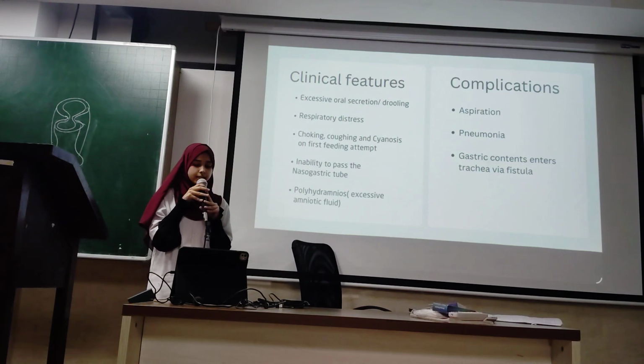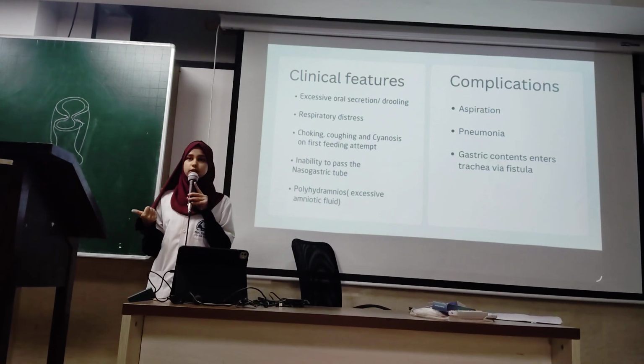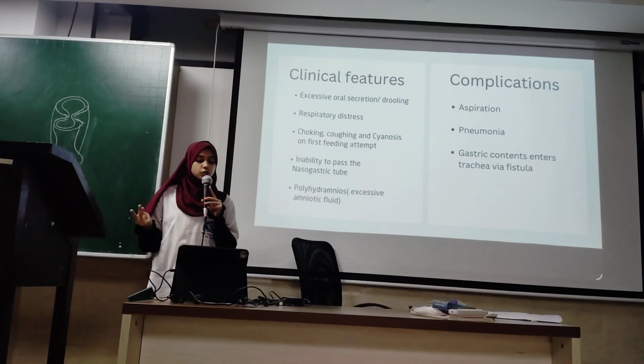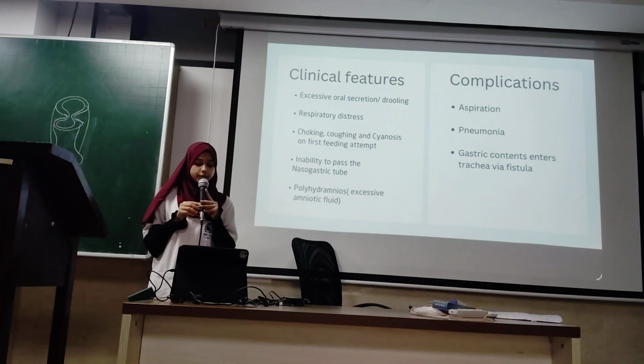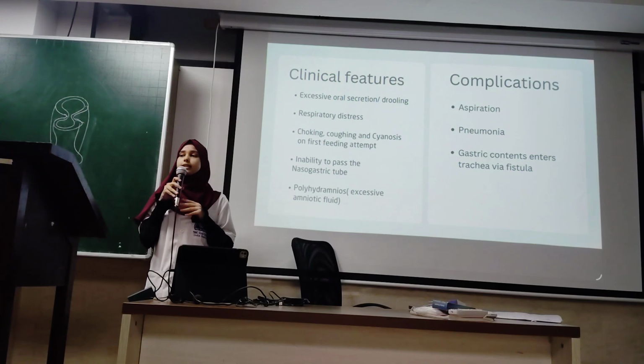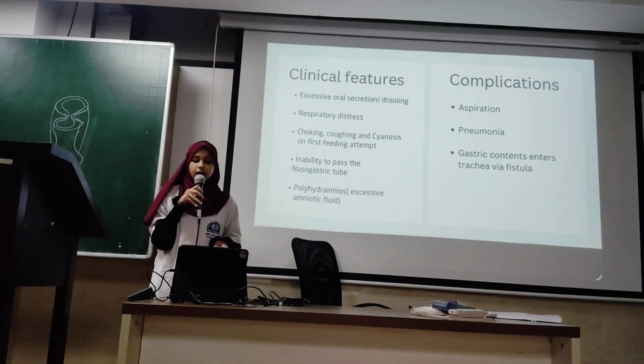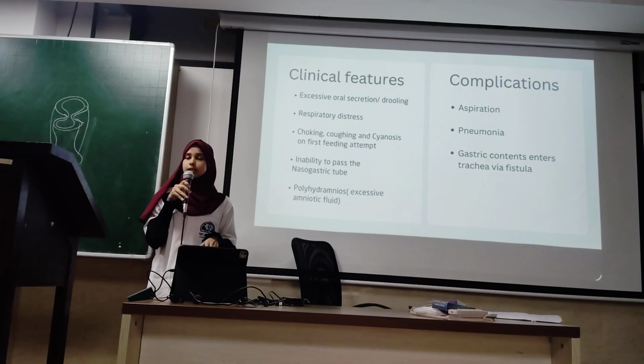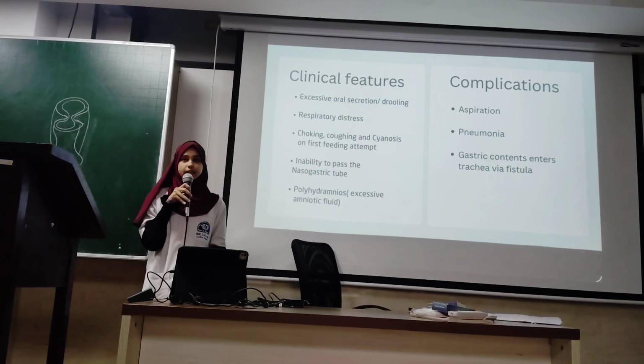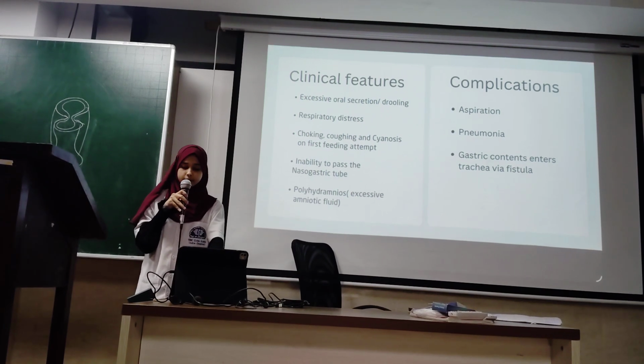Clinical features seen in tracheoesophageal fistula are excessive oral secretion, respiratory distress, choking, coughing and cyanosis on the first attempt of feeding, and inability to pass the nasogastric tube. There is polyhydramnios, that is excessive amniotic fluid in the mother, because the neonate is unable to swallow amniotic fluid. Complications like aspiration and pneumonia are there. Also, there are chances of gastric content entering the trachea through the tracheoesophageal fistula.